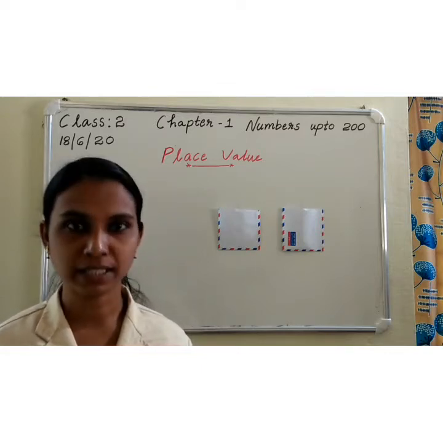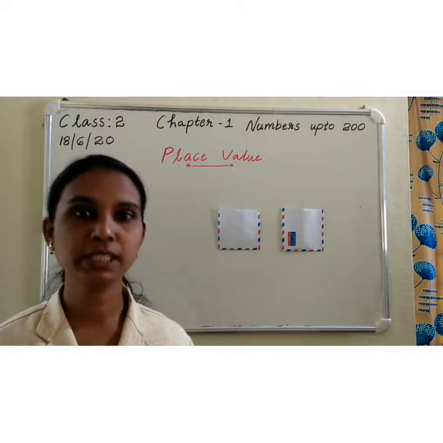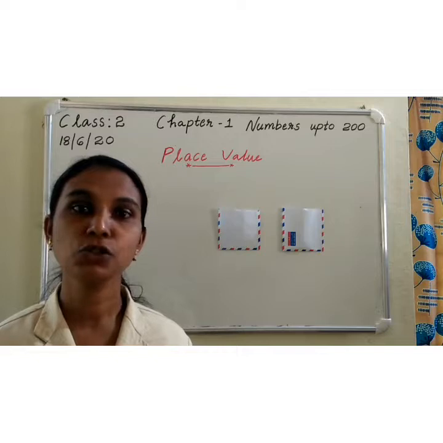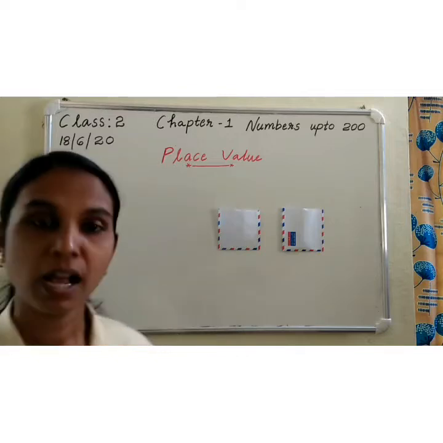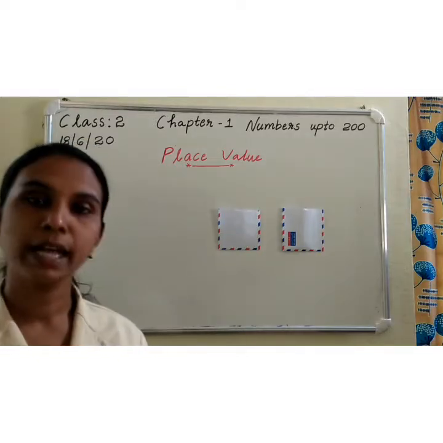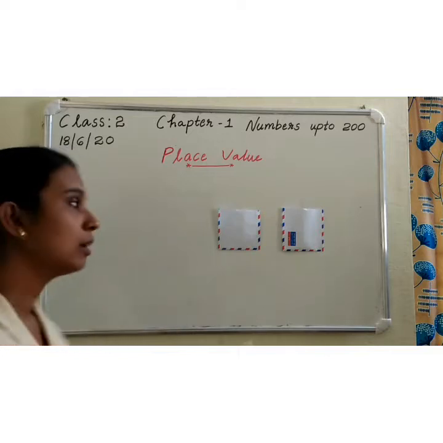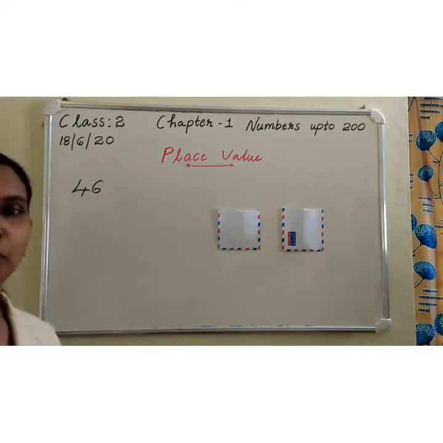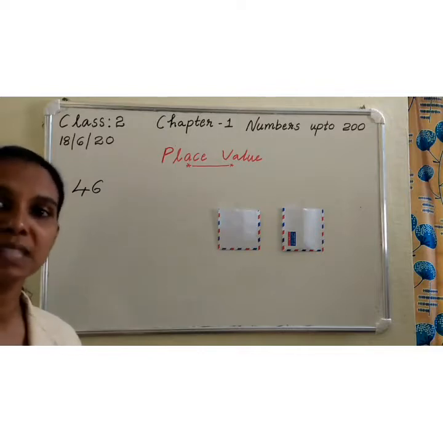Today we are going to discuss two digit numbers, the place value of the digits in a two digit number. First, I'll show you an example, the two digit number 46. We have to say the place value of 4 and the place value of 6.